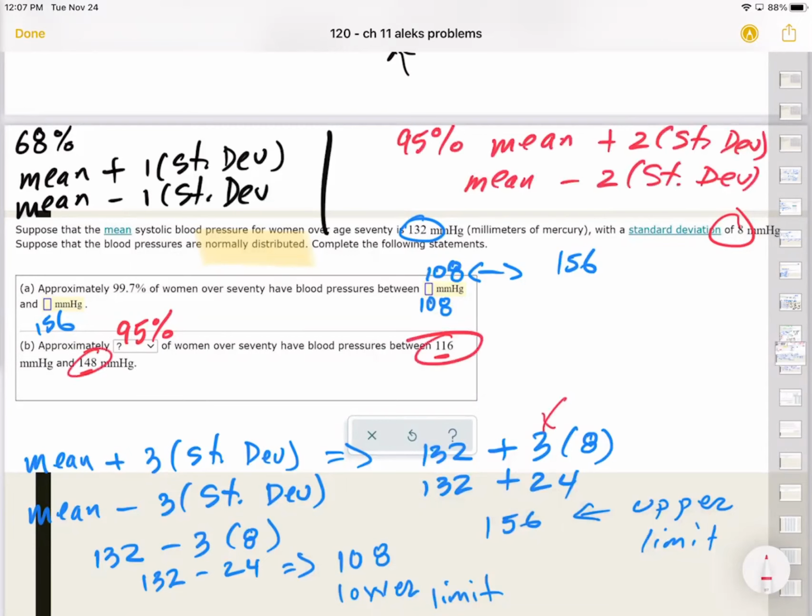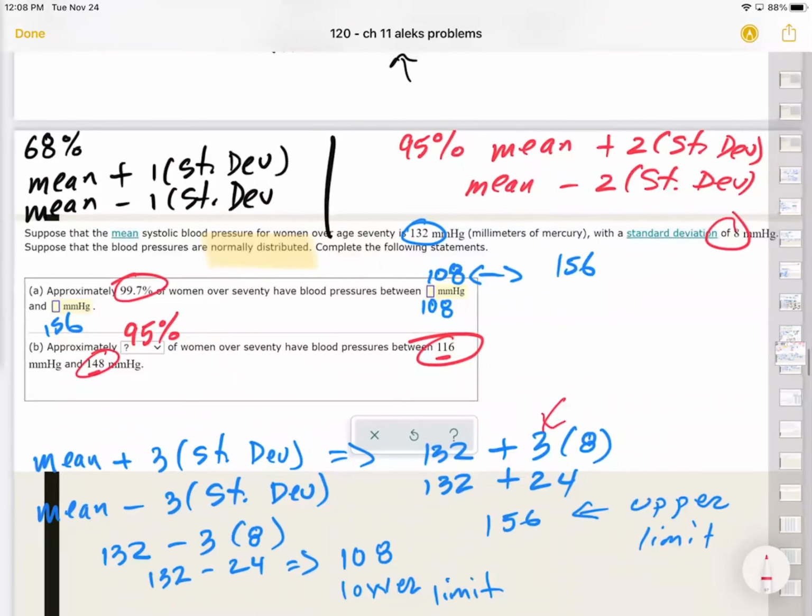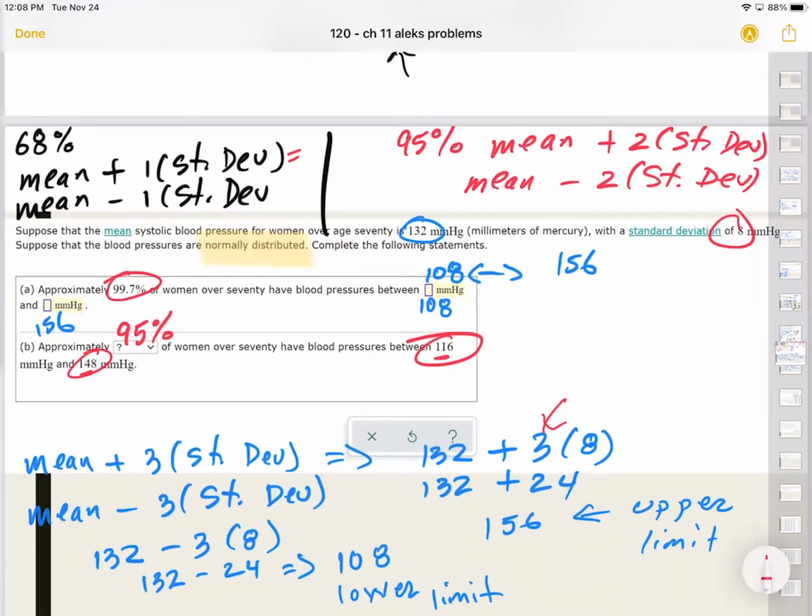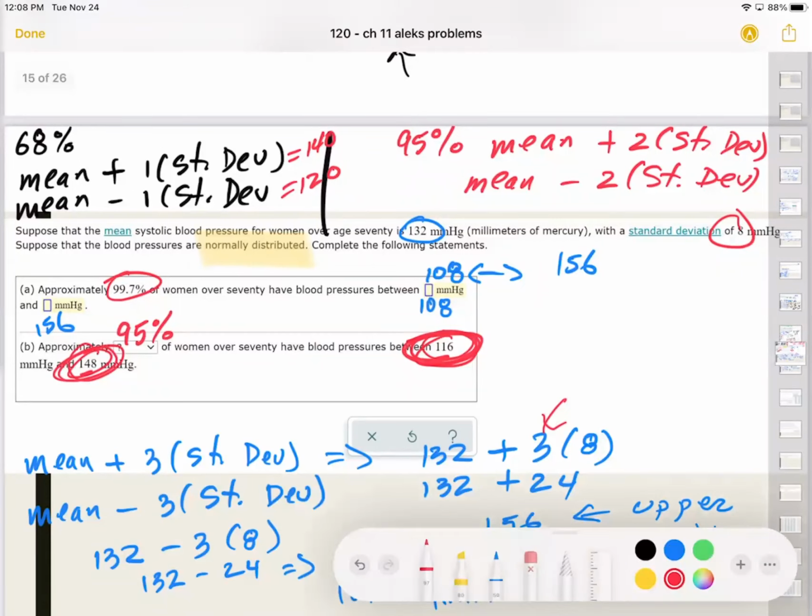So again, we know the 3 is this much. We know the 3, we got the range, we did it, we found out. Now, if you want to, you can do the other 2. And if you see the range for the other 2, this thing right here will give you 124 and 140. 140 here and 124 here, and that's not what we have, right? And again, we have 116 and 148. So we know that it's a 95%. So if you want to, you can do it that way. Do the 68, the 95, and the 99.